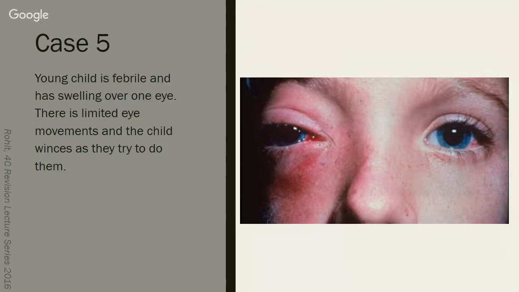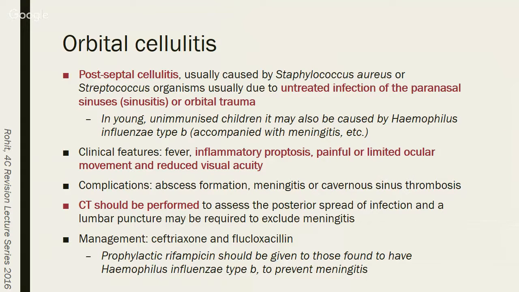As opposed to this one: a young child is febrile, has swelling in one eye, there's limited eye movement, and the child winces as they try to move their eye. So what did you think this one was? I'll give you another go. The other one was preseptal cellulitis. Yeah, just the other one. So orbital cellulitis or postseptal cellulitis. This one is usually due to an untreated preseptal infection or another infection around the face. It just goes back, and that obviously creates a lot of problems depending on how far back it goes.